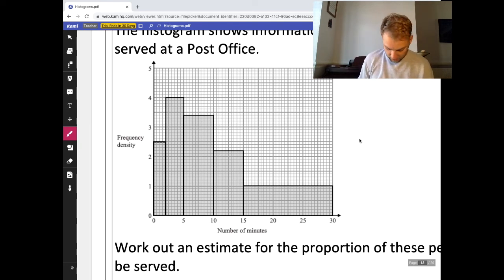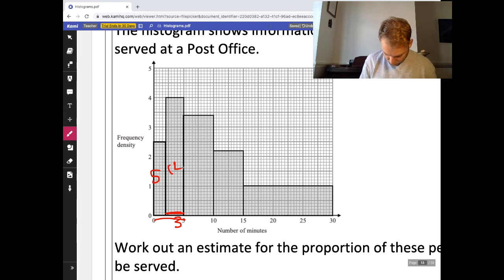So we do that by the class width times by the frequency density. So this first one is going to be, how far across is that? Well, it's going to be 5 across from there to there. So half of that is 2.5. So it's going to be 2 across there. So it's going to be 2 times by 2.5. So the area of this first one is 5. The next one is going to be between 2 and 5, which is 3. So here across is 3. So it's 3 times by 4. The area of this one is 12.